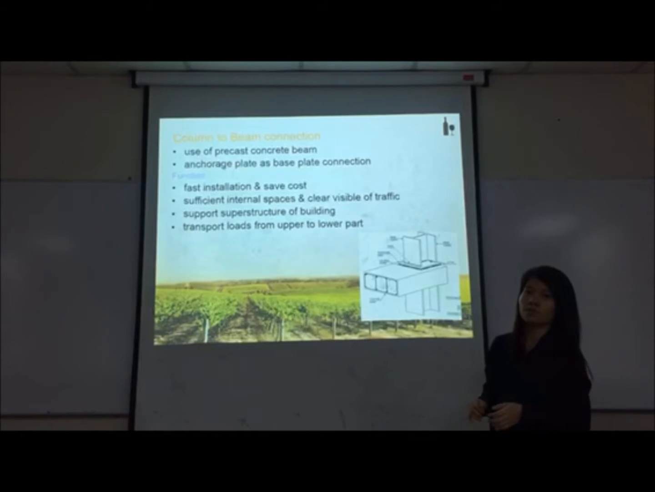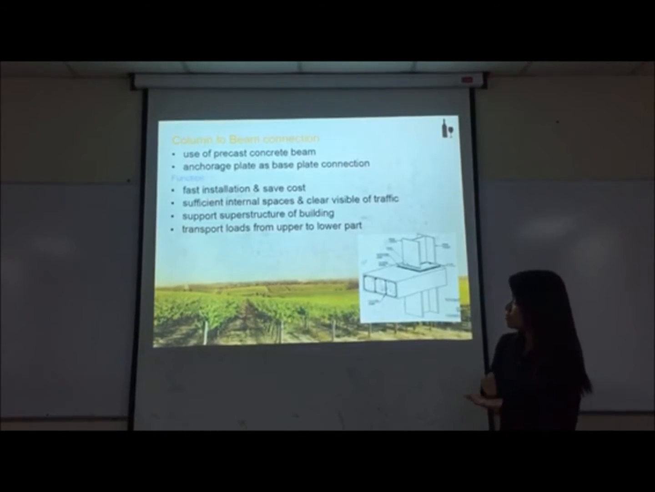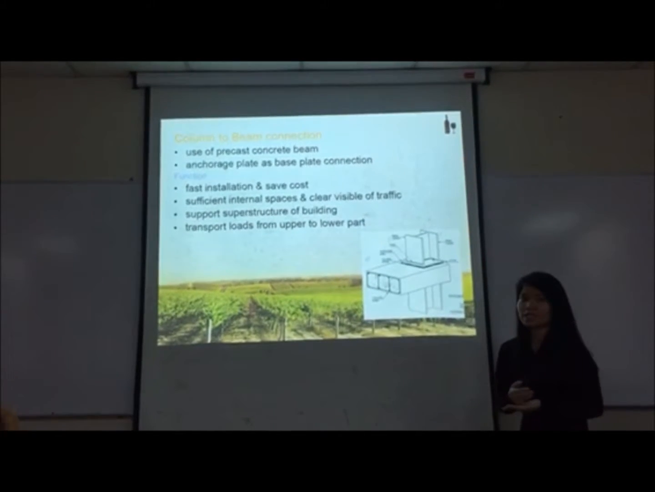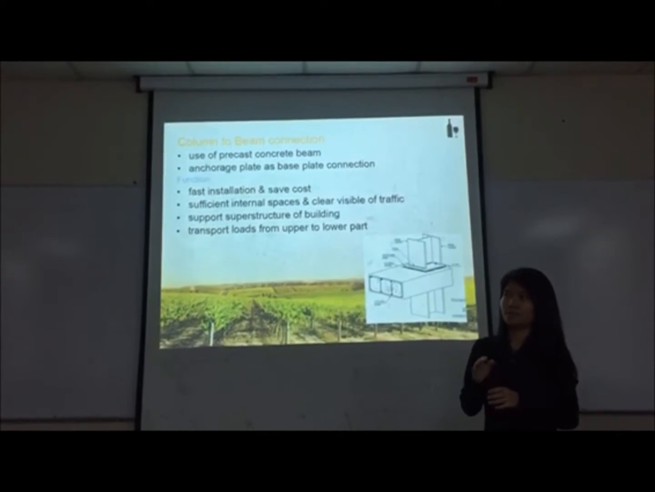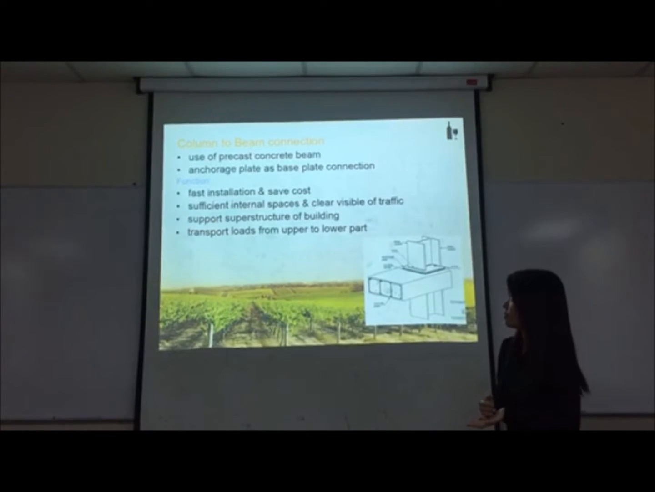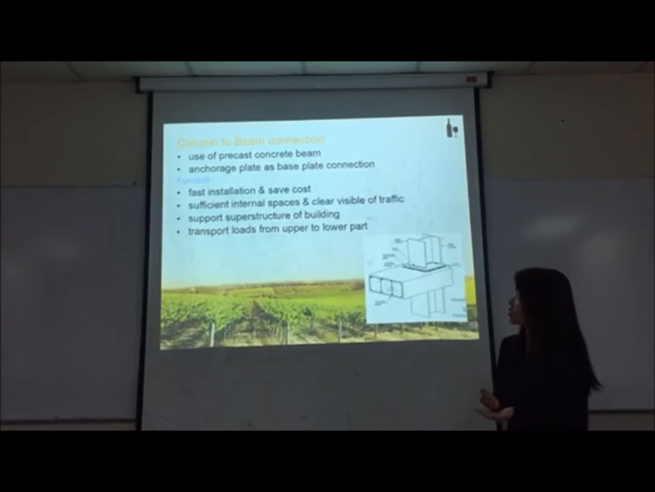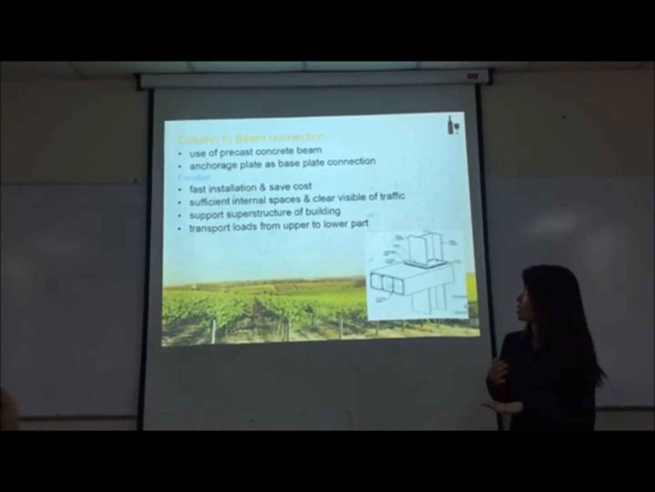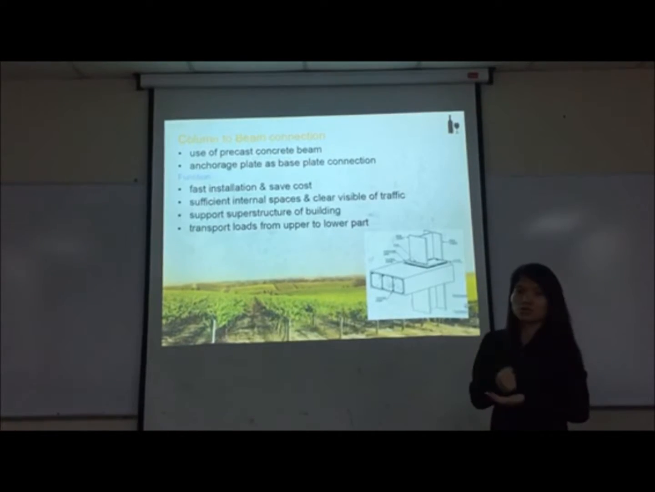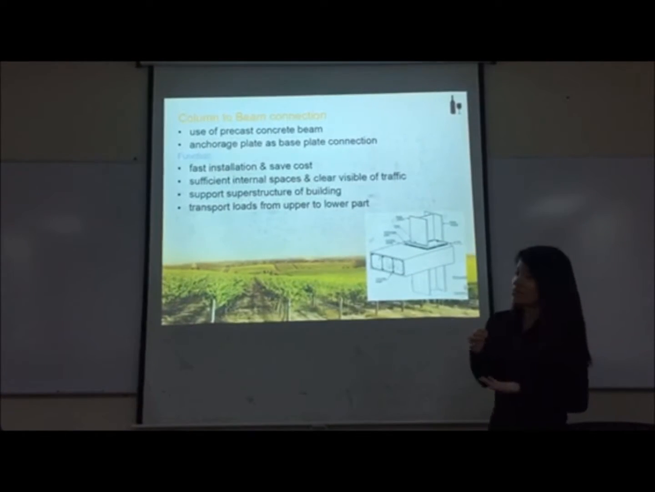As for the column-to-beam connections, it uses the precast concrete beam with anchor plates as the base plate connections. The anchor plates will be welded to the end of the column to connect to the precast concrete beam. This leads to fast installation and saves cost with sufficient internal space and clear visibility of traffic. It also supports the superstructure of the building and transports load from the upper to the lower part.